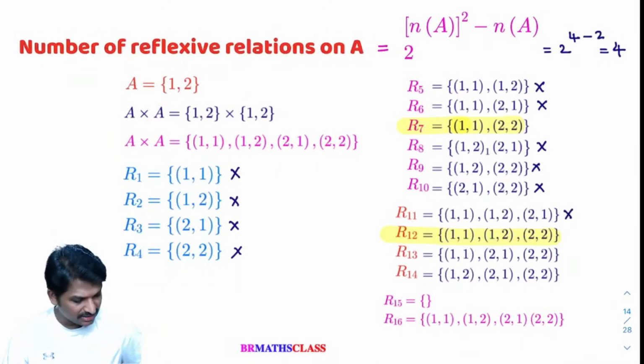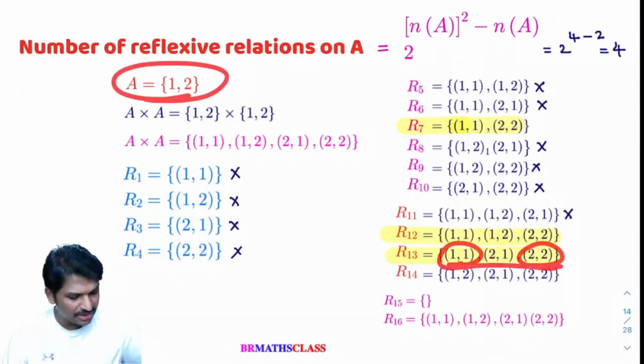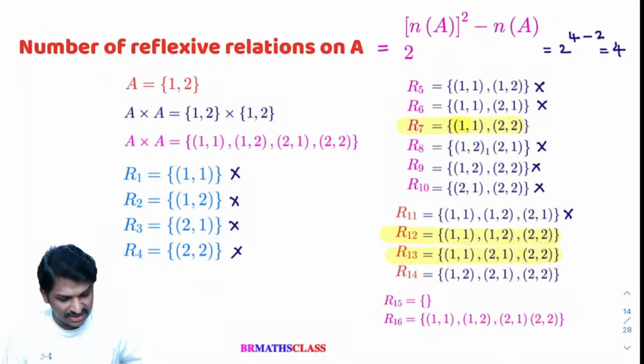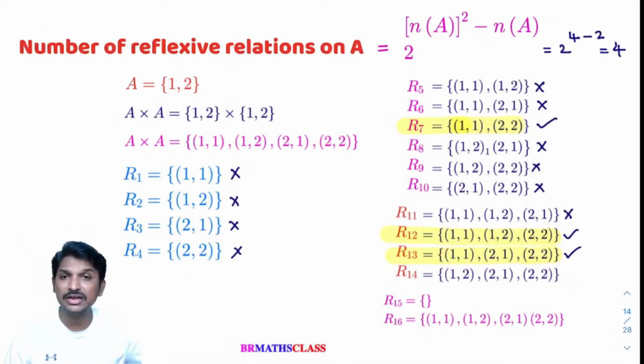Now you observe this relation R13. You observe 1 comma 1 is there, 2 comma 2 is there. For every x belongs to A, the ordered pair x comma x belongs to the relation. That's why this relation is reflexive. This is reflexive. Till now we got 3 reflexive relations.